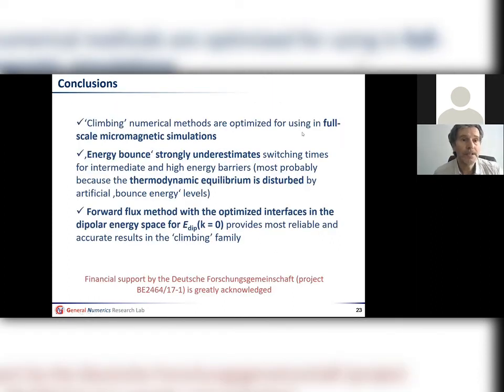And these are our general conclusions. We have optimized numerical methods for full-scale micromagnetic simulations. Energy bonds refuses to do its work due to the disturbance of the thermodynamic equilibrium by artificial energy levels, but the forward flux method with the interfaces positioned in the k=0 dipolar energy space provides the most reliable and accurate results.